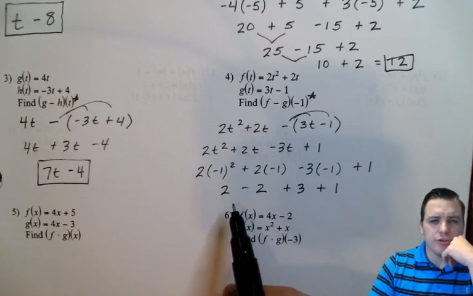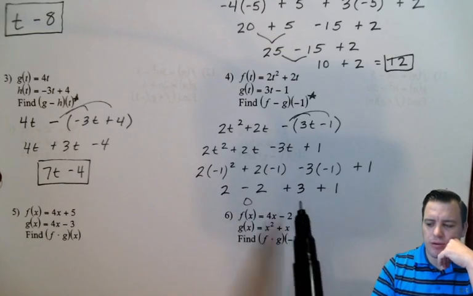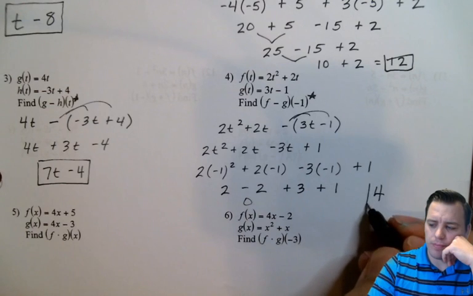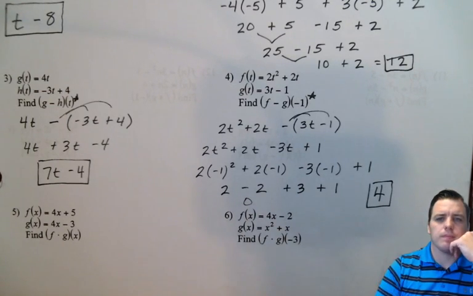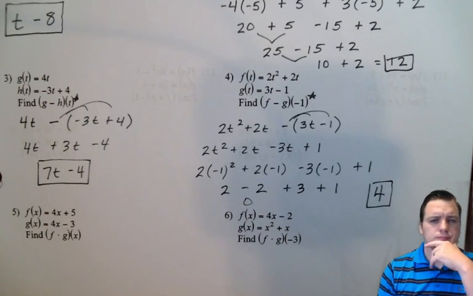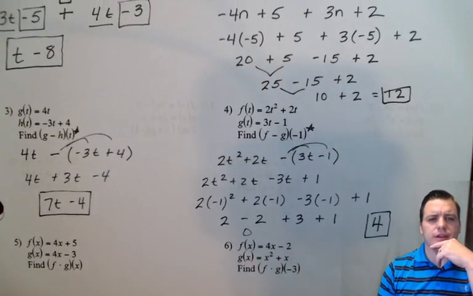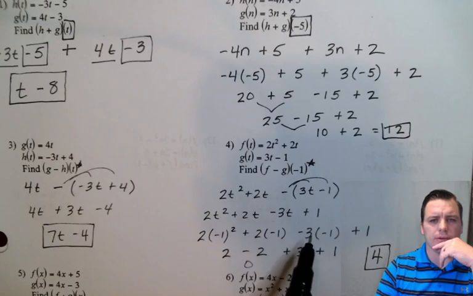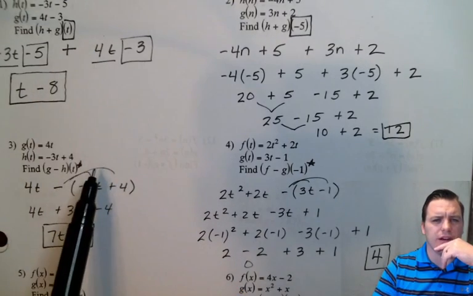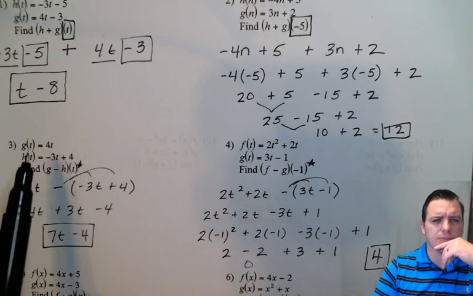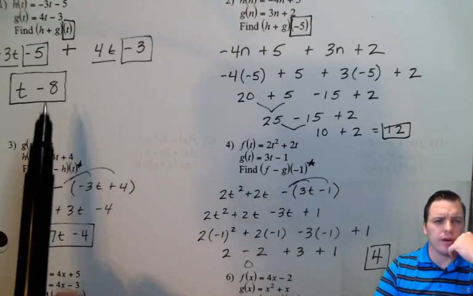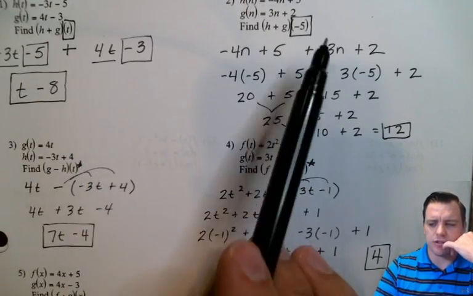Two minus 2 is simply 0, and then 3 plus 1 is 4. Notice here that when you're solving in terms of a number, you're going to get a number. When you're solving in terms of a variable, you're going to get an expression. So over here, you're going to get a number. Over here, you're going to get an expression. It just depends on what you're solving for.